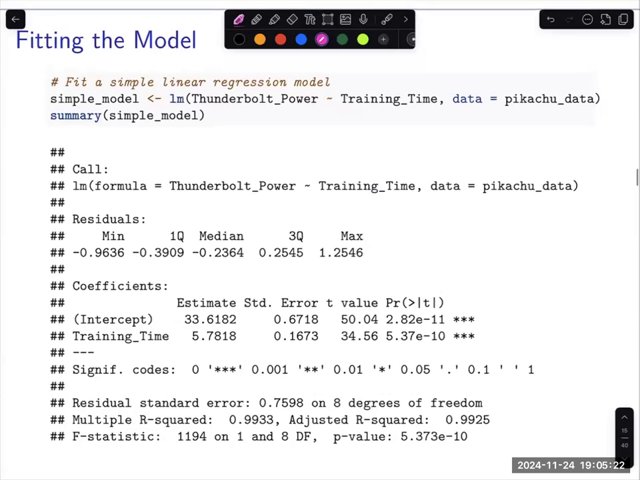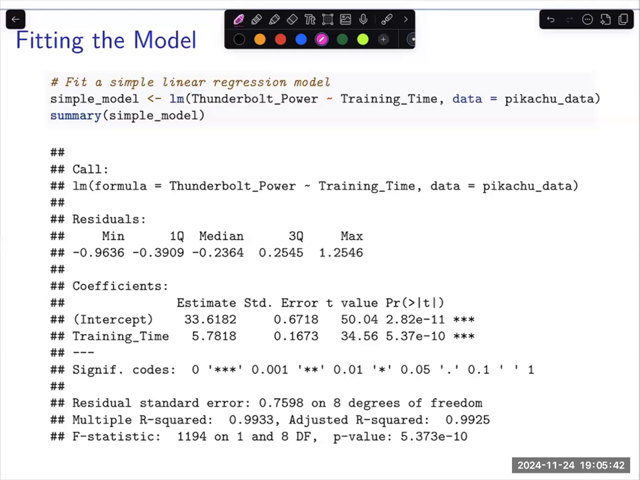So in order to fit the model, we are going to use R to run the model fitting, and this would be a typical R command for running the model. Okay, so let's read the commands line by line.